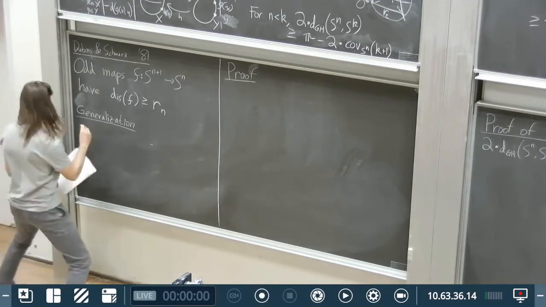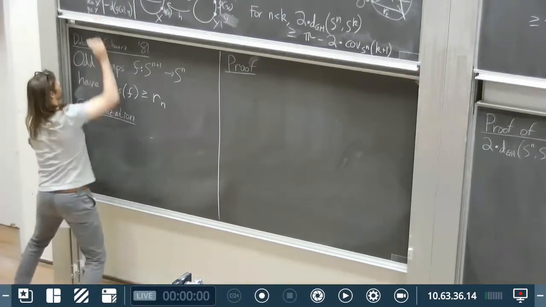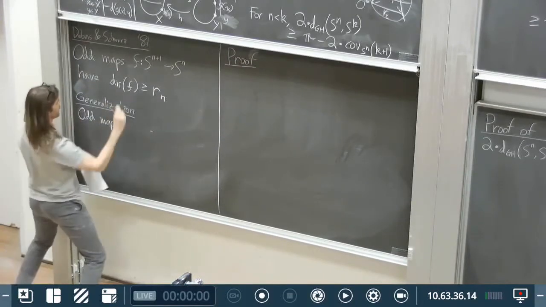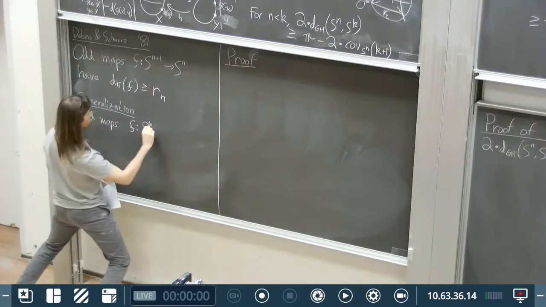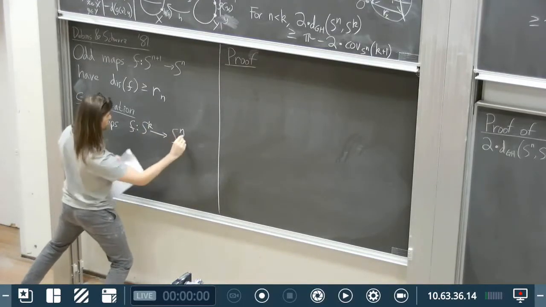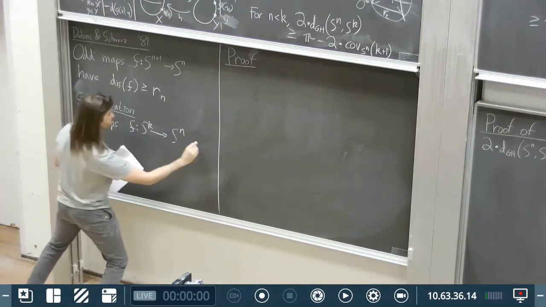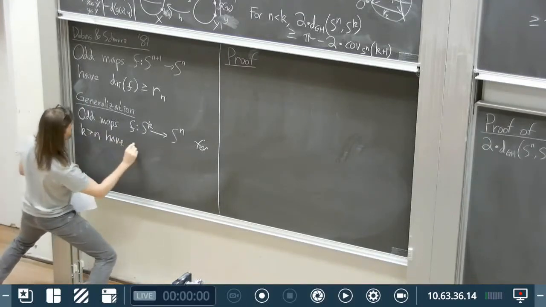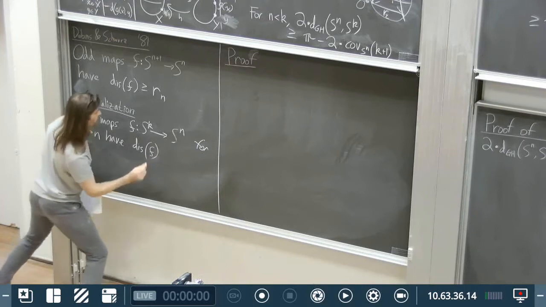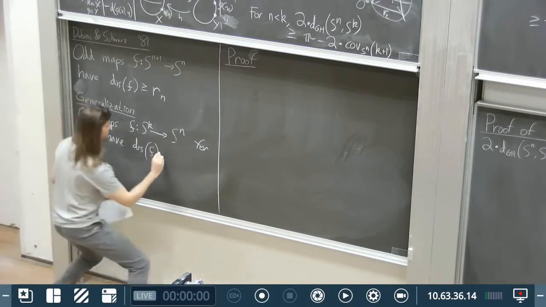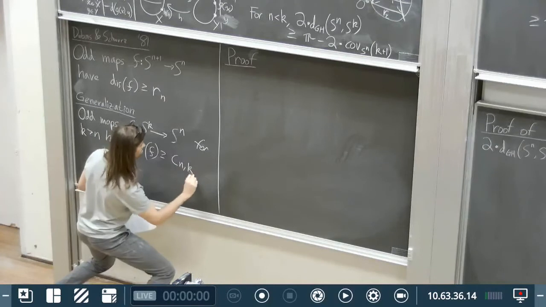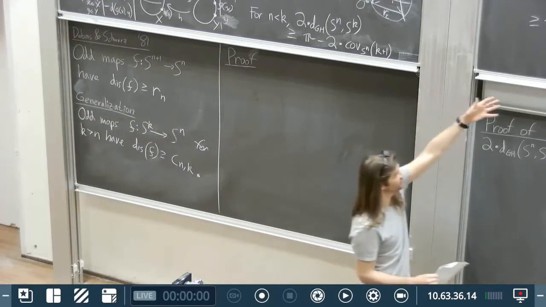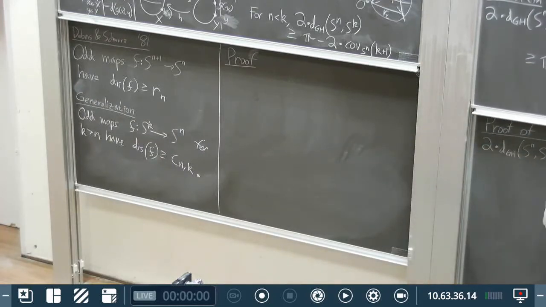Our generalization is just, what if I go from the K sphere to the N sphere, and K is bigger than N. We prove that the distortion is at least these values C_{N,K}. Okay. So these C_{N,K} were how much you had to thicken the N sphere until you admitted an odd map from the K sphere.